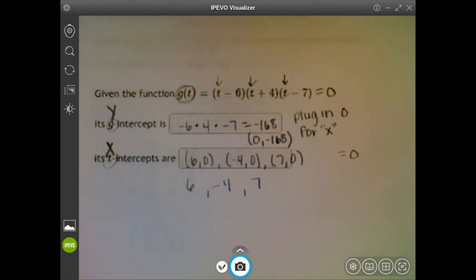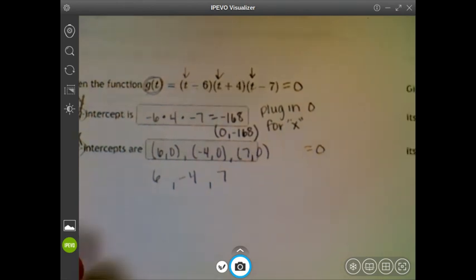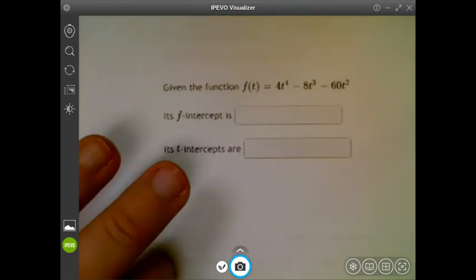So make sure somewhere in your notes that you know the difference between finding a y-intercept and finding x-intercepts. We're going to talk more about them in the next few examples. So we're not done yet.